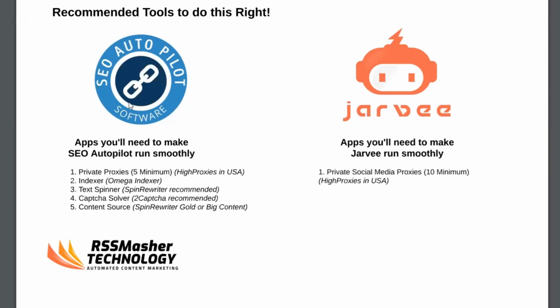So these are the apps you're going to need for SEO AutoPilot. And for Jarvee, you just need social media proxies. You need good private proxies. And in the US, HiProxies is a great one to use, and BuyProxies is another one to use. And Wayne, what do you use over in the UK?